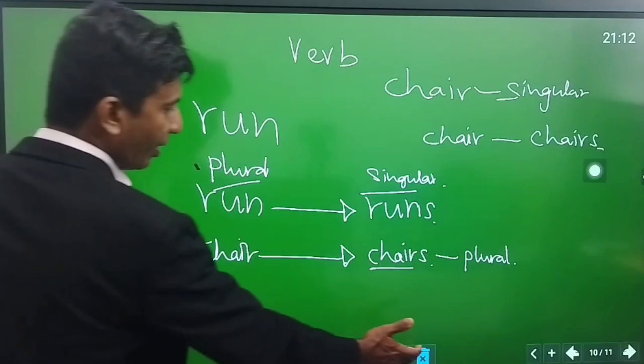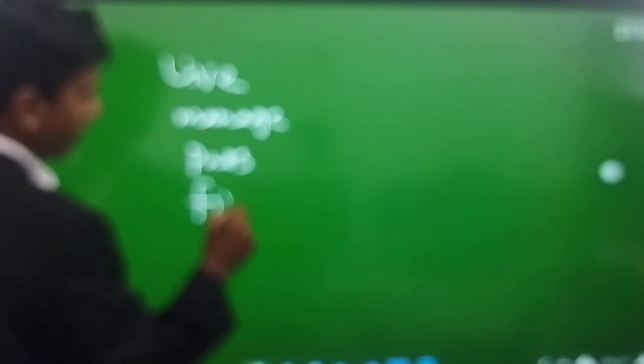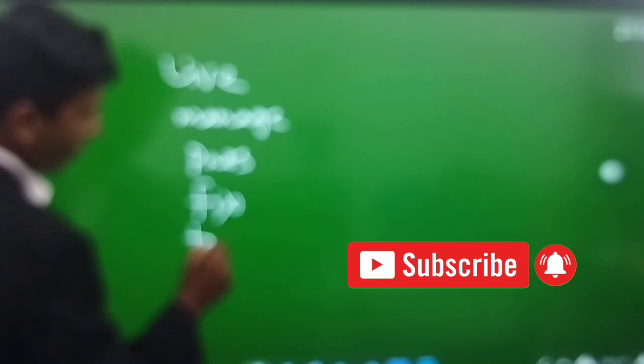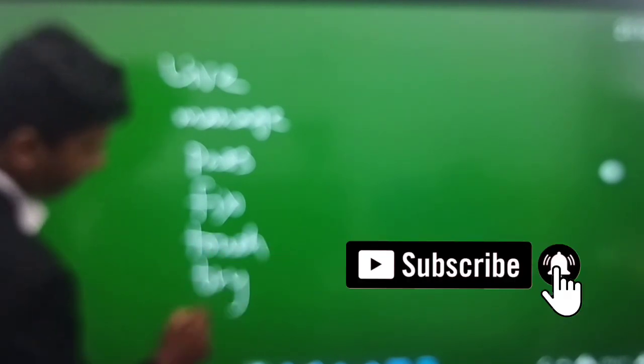I'm going to clarify more. I'm going to write some verbs like this. Live. Manage. Pass. Fix. Touch. Try. Play. Now all these verbs are plural.